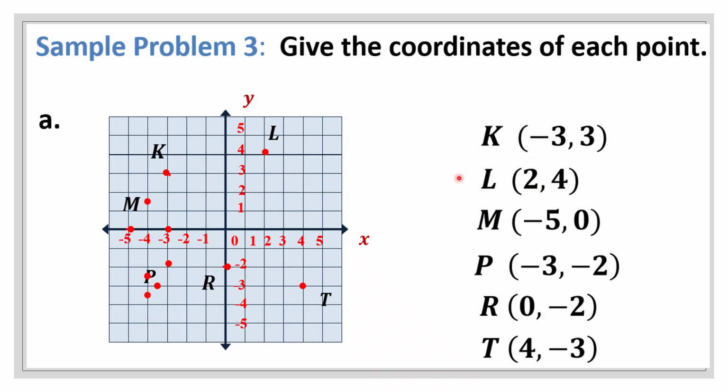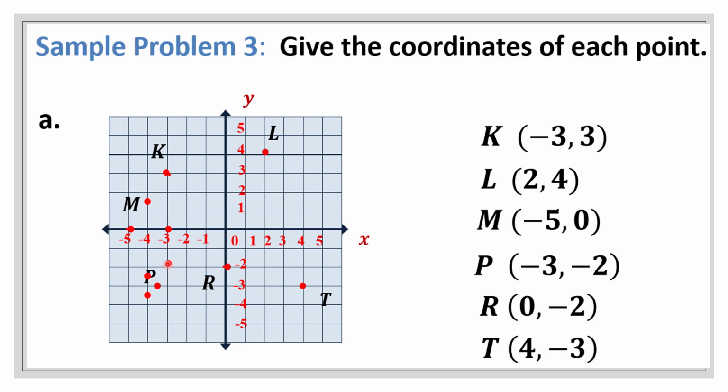Now, your K is at negative 3 from here, negative 3, because it's always the x that comes first, no? Negative 3 and 3 here. Okay, your L was correct earlier. Then for M, we have negative 5 and 0, so it's on the x-axis. And your point P is negative 3 and negative 2.